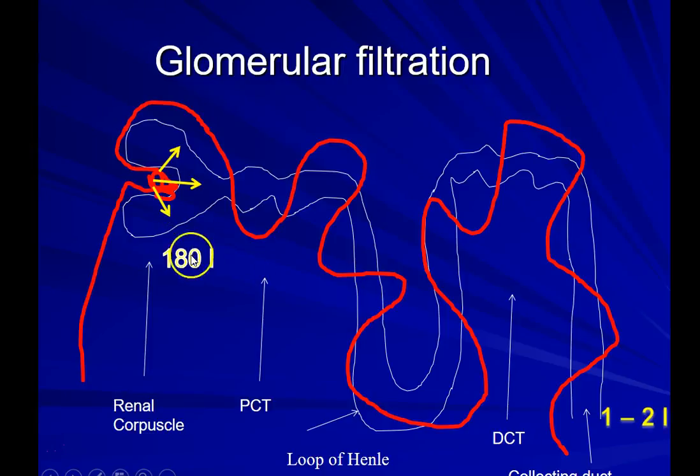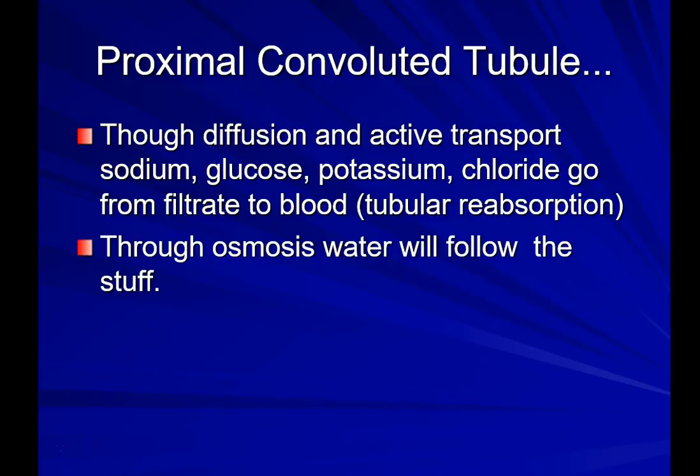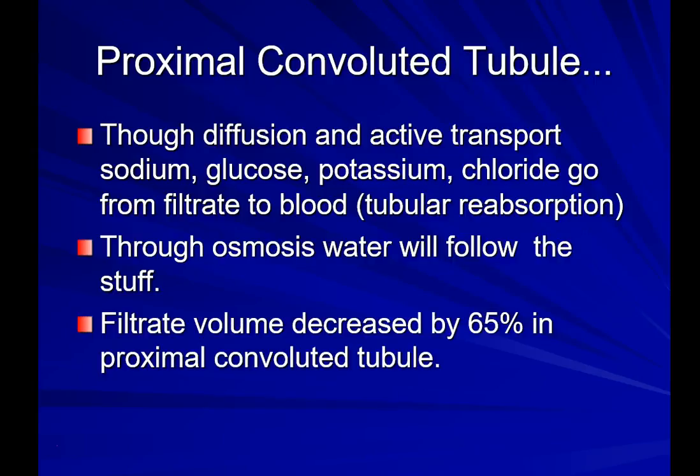Now, you don't make 180 liters at one nephron. This is representing all the nephrons throughout the kidneys. So how are we going to move it back? We're going to use things like diffusion and active transport. We're going to move things from the filtrate back to the blood, and osmosis will follow this stuff. I'll show you a picture in a second.